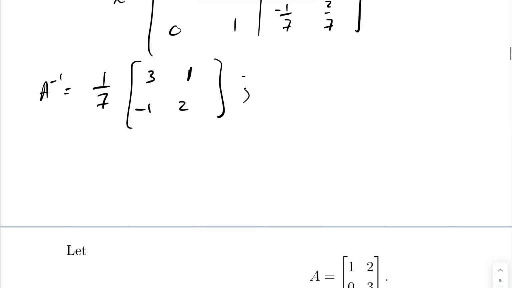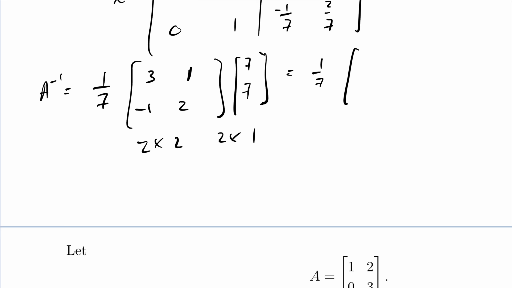So I'm going to go to my matrix A inverse, and I'm going to multiply that by our vector here, 7, 7. If I multiply it by vector 7, 7, you get 1 over 7. Now this is a 2 by 2 matrix, and we're multiplying by a 2 by 1 matrix, so I'm expecting a 2 by 1 output. I end up getting 21 plus 7 gives me 28, and then negative 7 plus 14 gives me 7. Distributing that 1 over 7th into here, we get 4 and 1, which is exactly my x that I had gotten before in the previous question. That's exactly my y value as well.